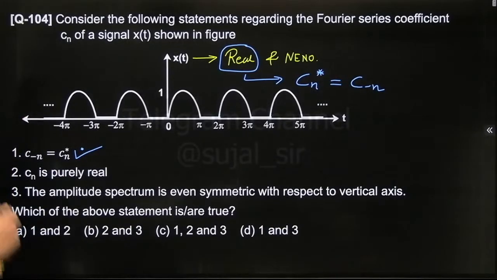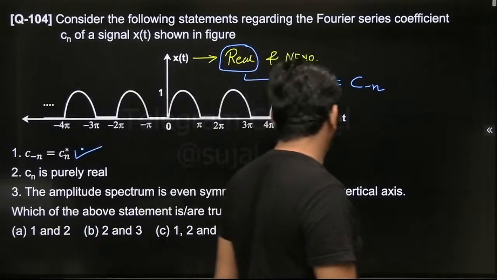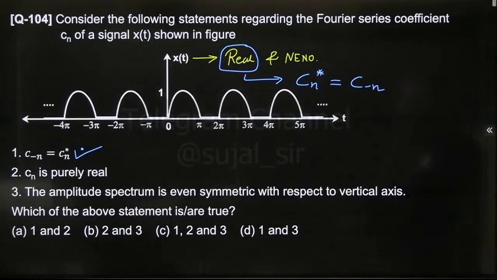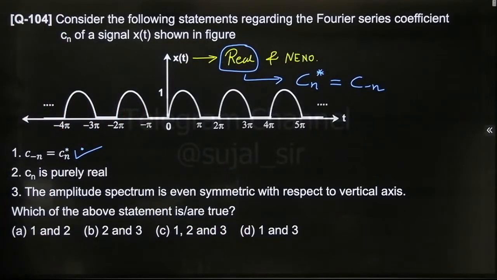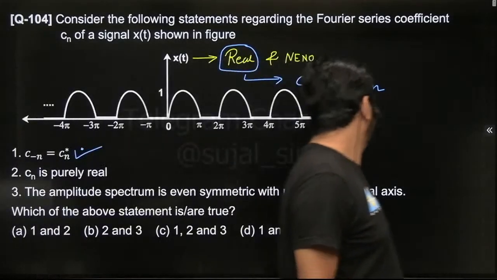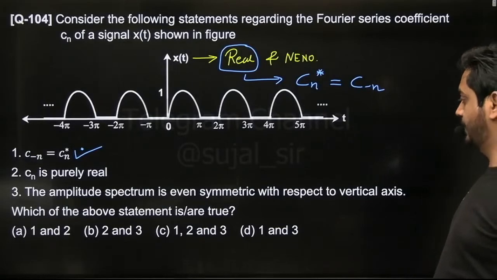Next: the amplitude spectrum is even symmetric with respect to the vertical axis. Amplitude spectrum means magnitude spectrum. They are saying that the magnitude spectrum is even symmetric with respect to the vertical axis. So I think the third statement is also true. So the possibility is 1 and 3.